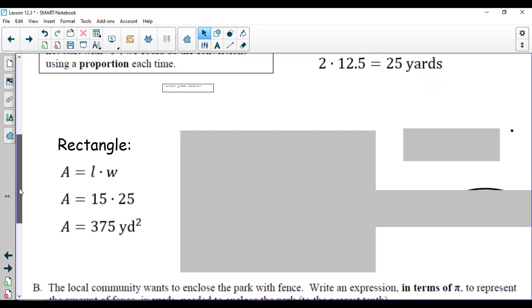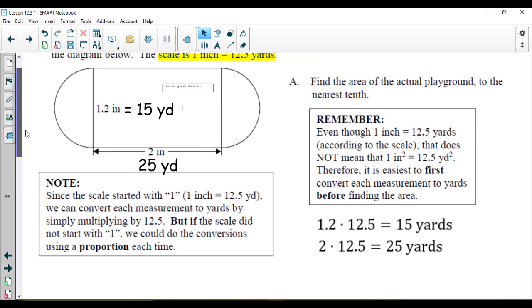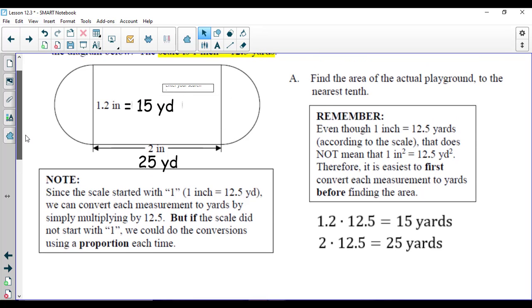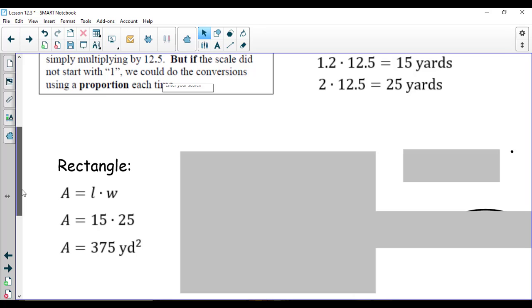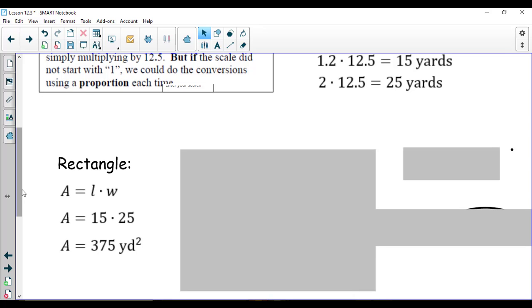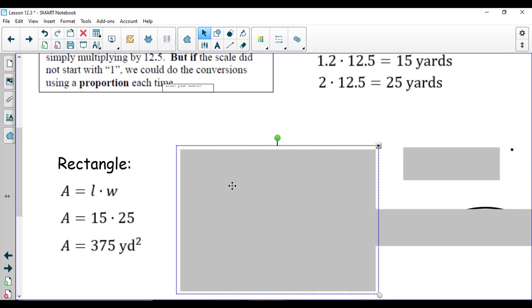That's going to be length times width. And I'll slide back up, so I'm going to go back and forth a little bit. Length times width will be 15 times 25. The area of that rectangle is 375 yards squared.